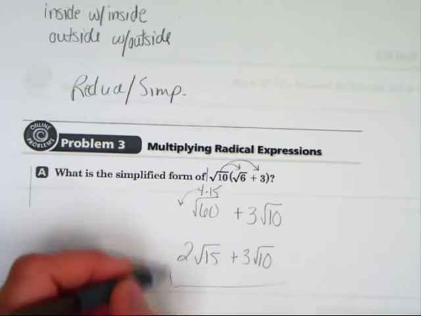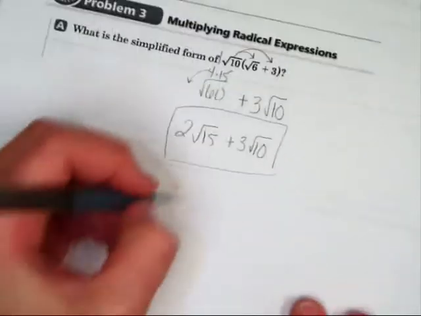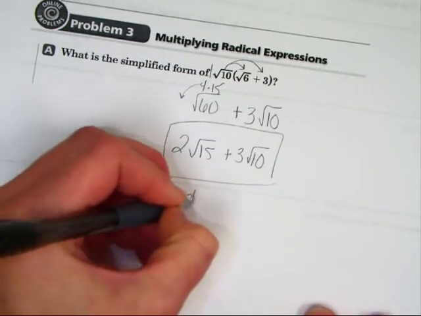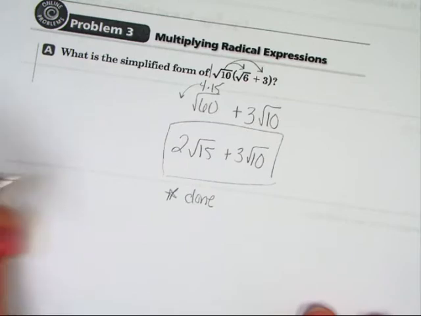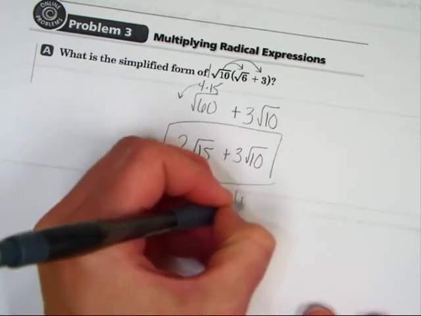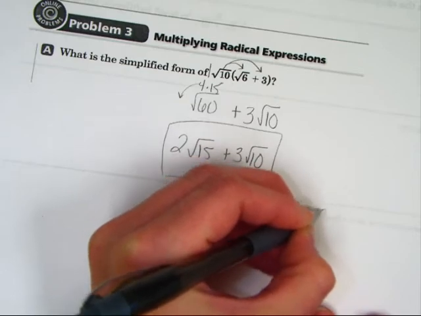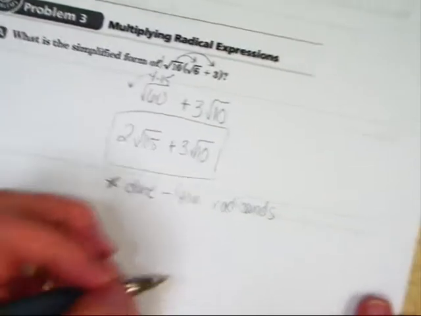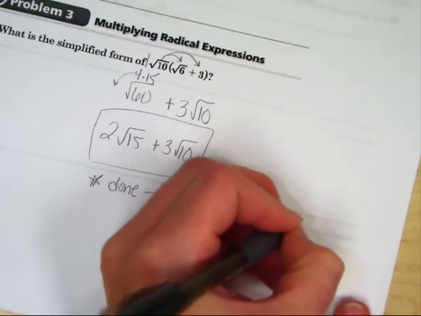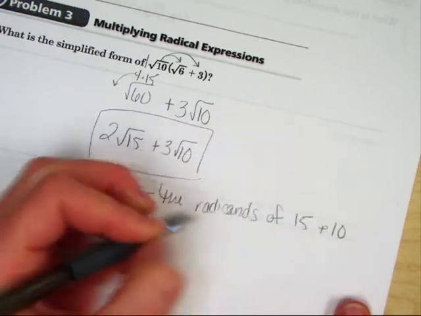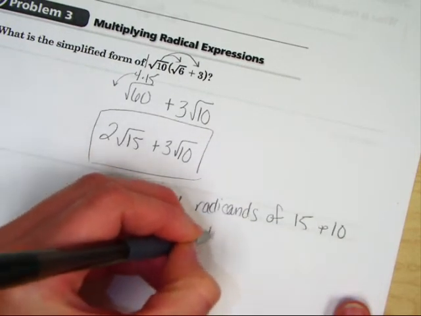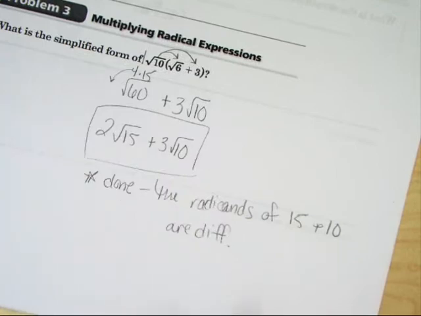These cannot be put together because they're not the same radicand. I'm going to make a star here, so when you study, you know what you're doing. You're going to say done. The radicands of 10 and 15 are different. They're simplified. I'm done with this problem. Let's move on.